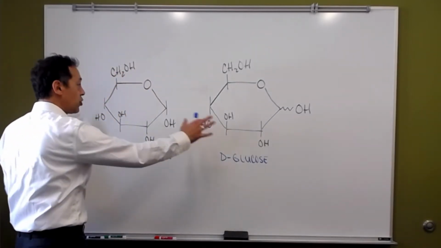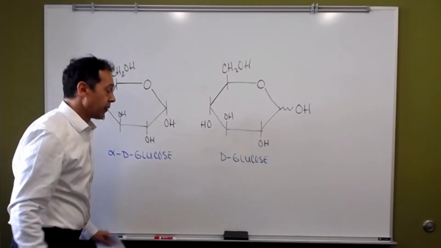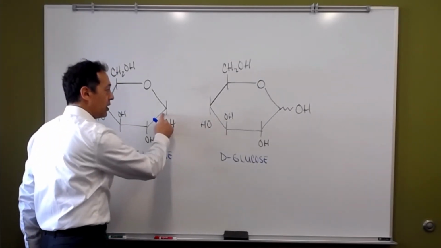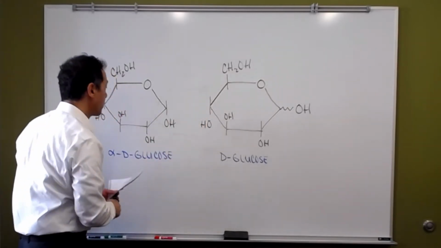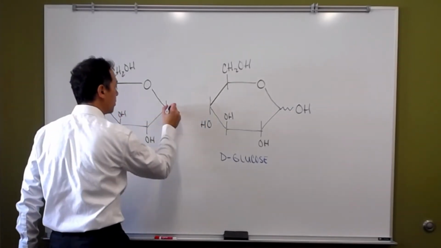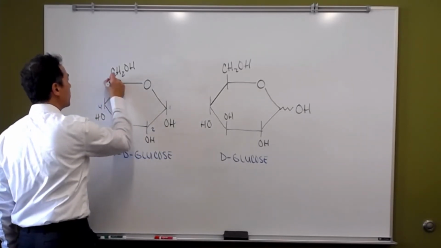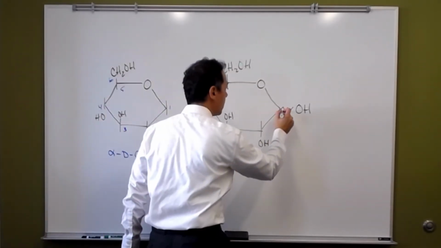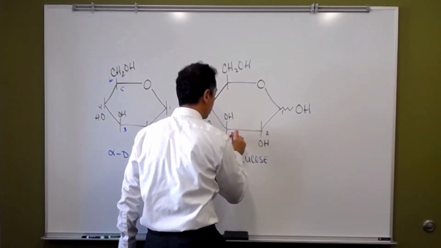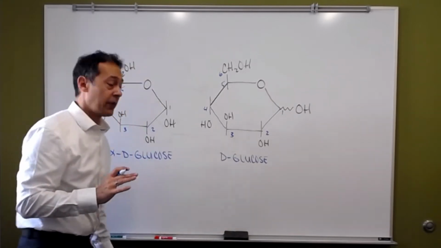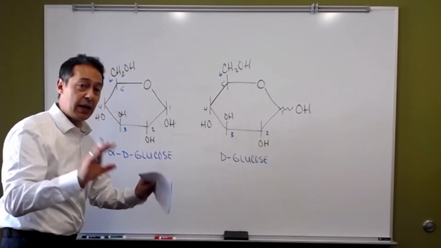Now, if we were to join these two together, where they tend to join is between the first carbon atom here and the fourth carbon atom there. So I'm just going to number these really quick here. So here's 1, 2, 3, 4, 5, 6 carbon atoms. And then over here, 1, 2, 3, 4, 5, 6, like that. And this becomes important in how we name this molecule.